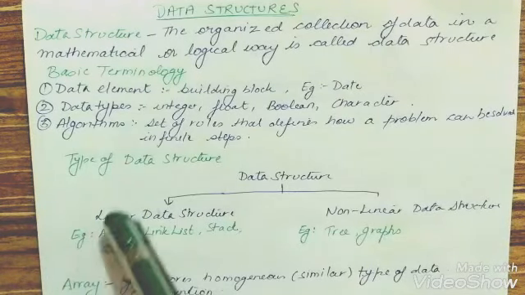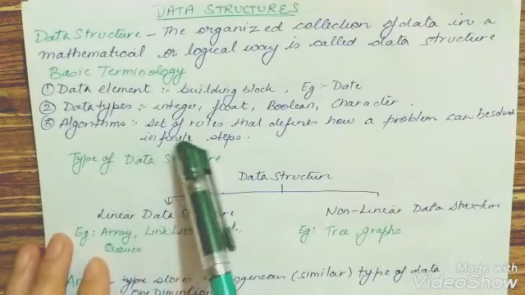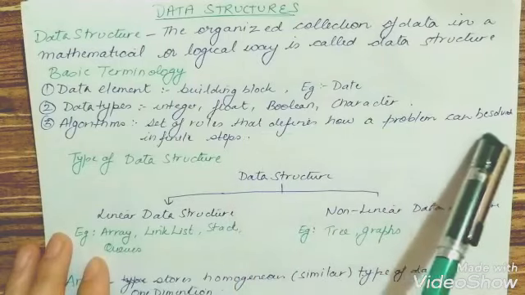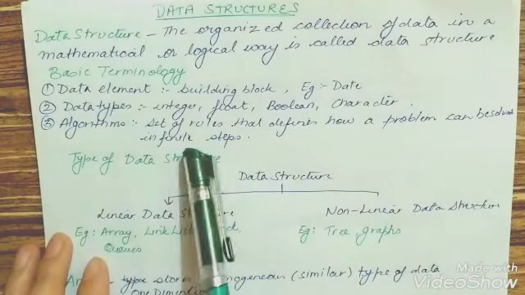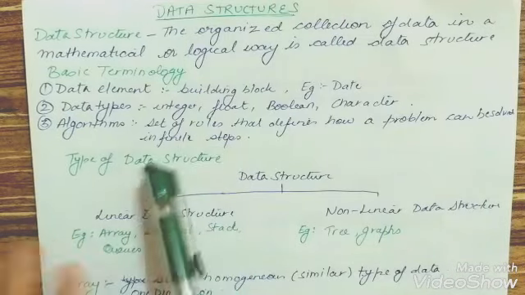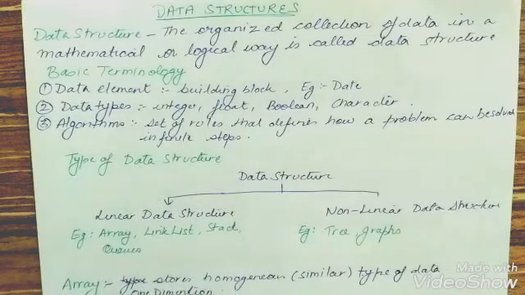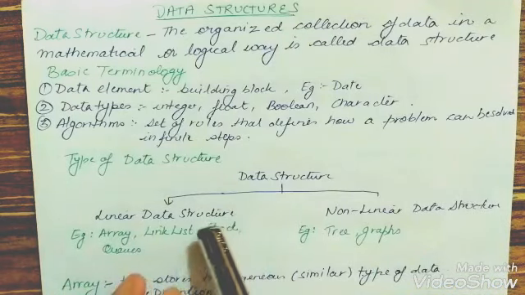Now what do we mean by algorithms? These are the set of rules that define how a problem can be solved in finite steps. So what do we mean by algorithm? These are the number of steps which are always told before solving any problem, with the help of which we can solve our questions.